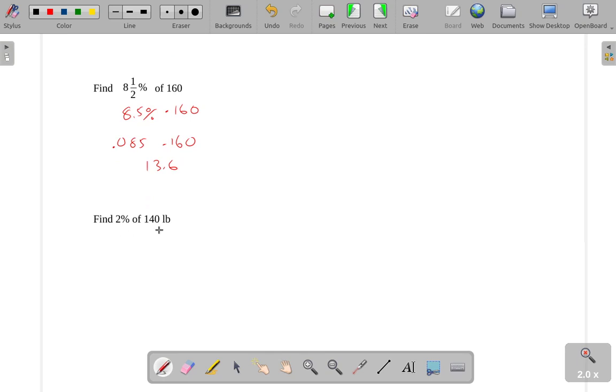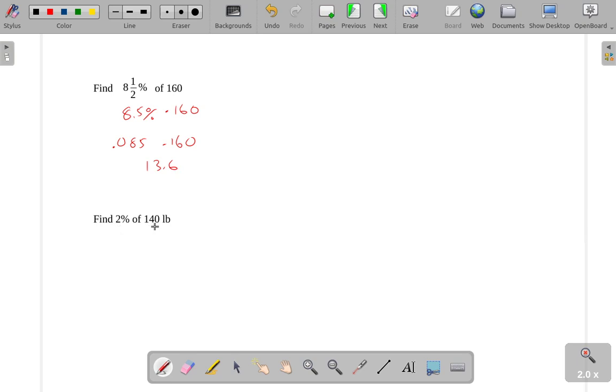Find 2% of 140 pounds. This one I do expect to be less than 10%. I guess I should say that on this one also. 10% is bigger than this 8.5 I'm looking for, and 10% of this would be 16. You can see I ended up just a little bit less than 16.